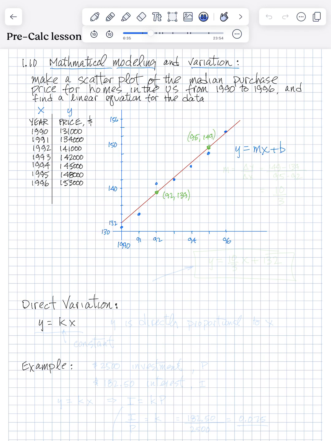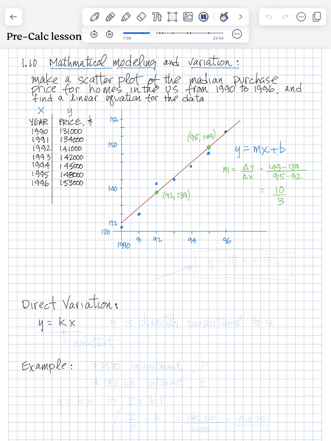So now we can get our slope. So slope equals delta y over delta x. Change in y is 149 minus 139. Delta x is 95 minus 92. So 149 minus 139 is 10. 95 minus 92 is 3. So our slope is 10/3.